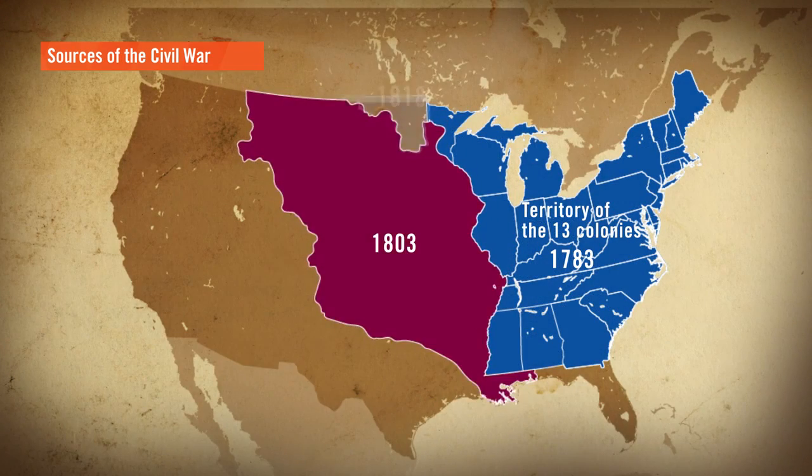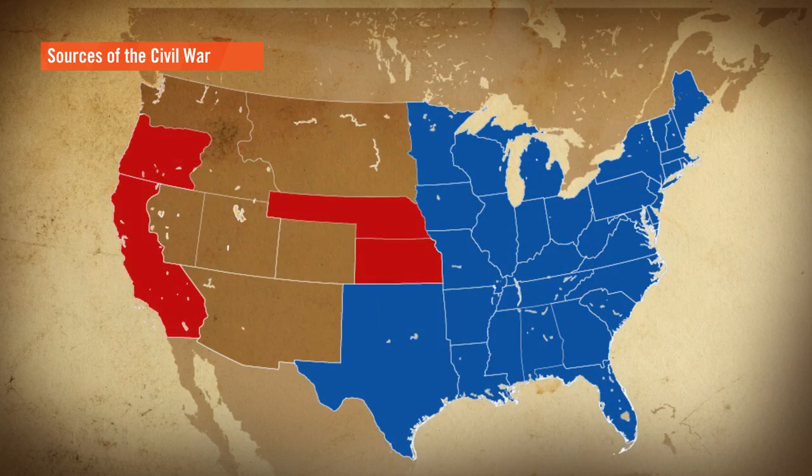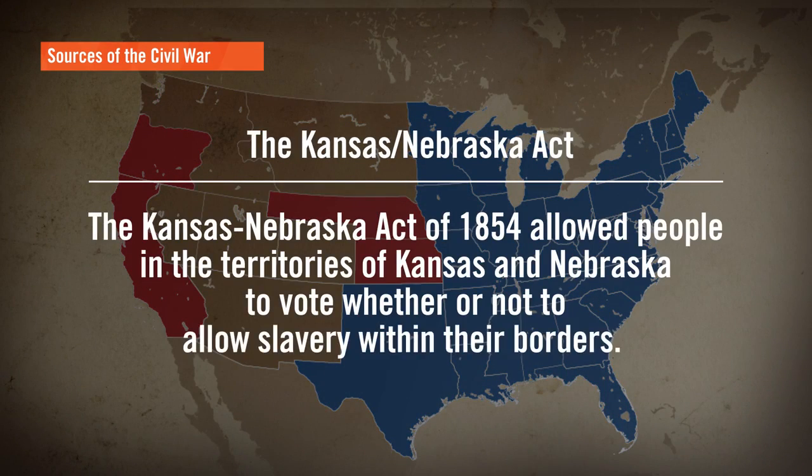As the U.S. gained territories, slaveholding interests demanded that they be allowed to expand into these areas. The Kansas-Nebraska Act allowed states to decide by popular vote.